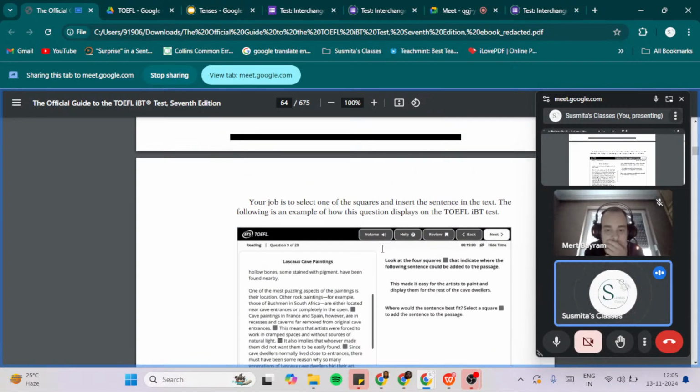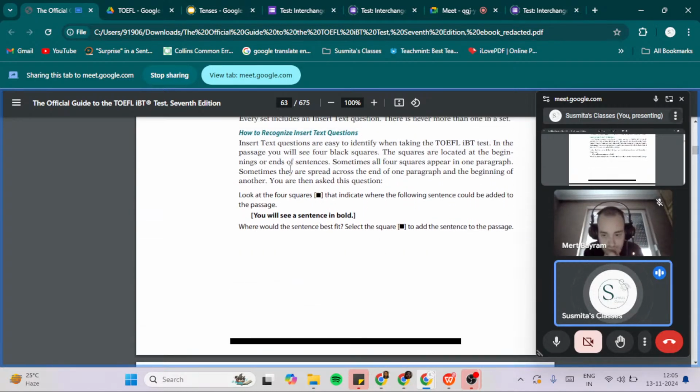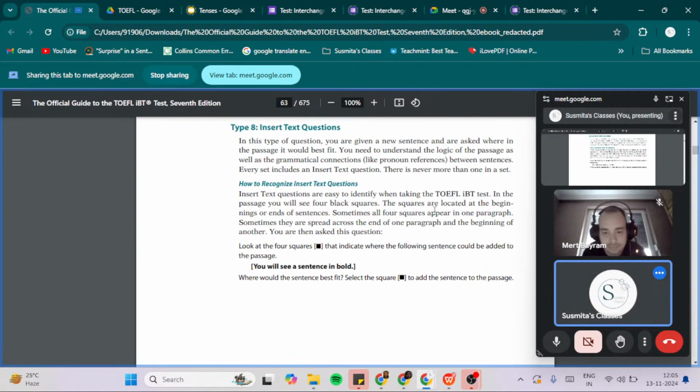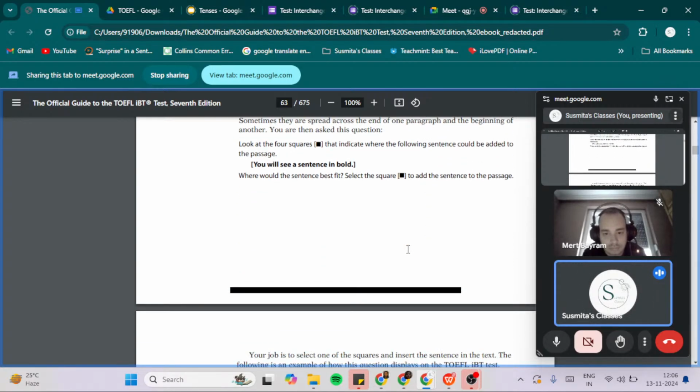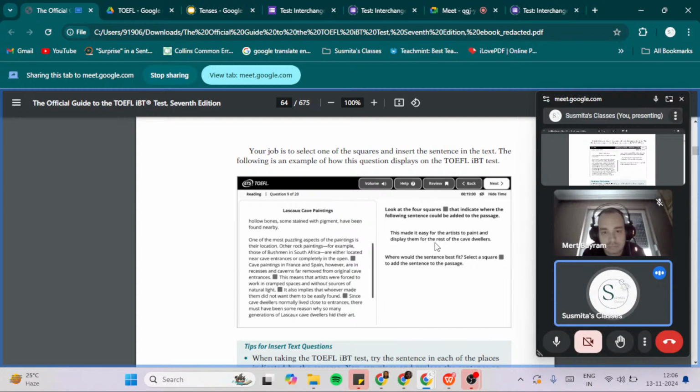So here you have to identify, and there will be a square given over there, and you have to click on the square. That's where your sentence goes. Again, you will have four options, you will have four squares, and you will get one sentence. So you have to place that sentence in one of these four places. Okay, this is how your screen would look for this question.